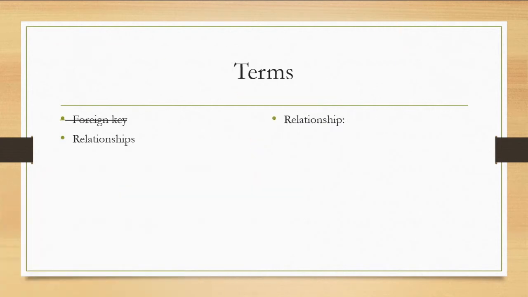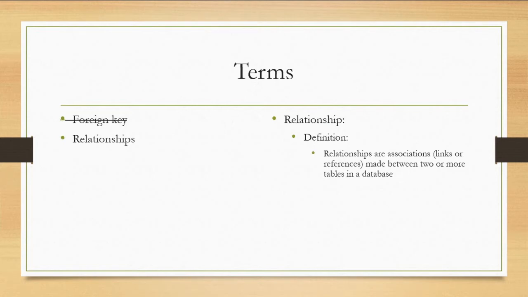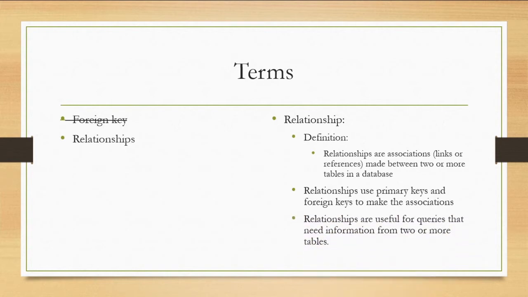Next, let's look at relationships. Relationships are associations, as mentioned before, made between two or more tables in a database. Relationships use primary keys and foreign keys to make the associations. Relationships are useful for queries that need information from two or more tables. When we get to SQL and advanced SQL, we will have a look at this, but that is beyond the scope of this video, so please watch that video.